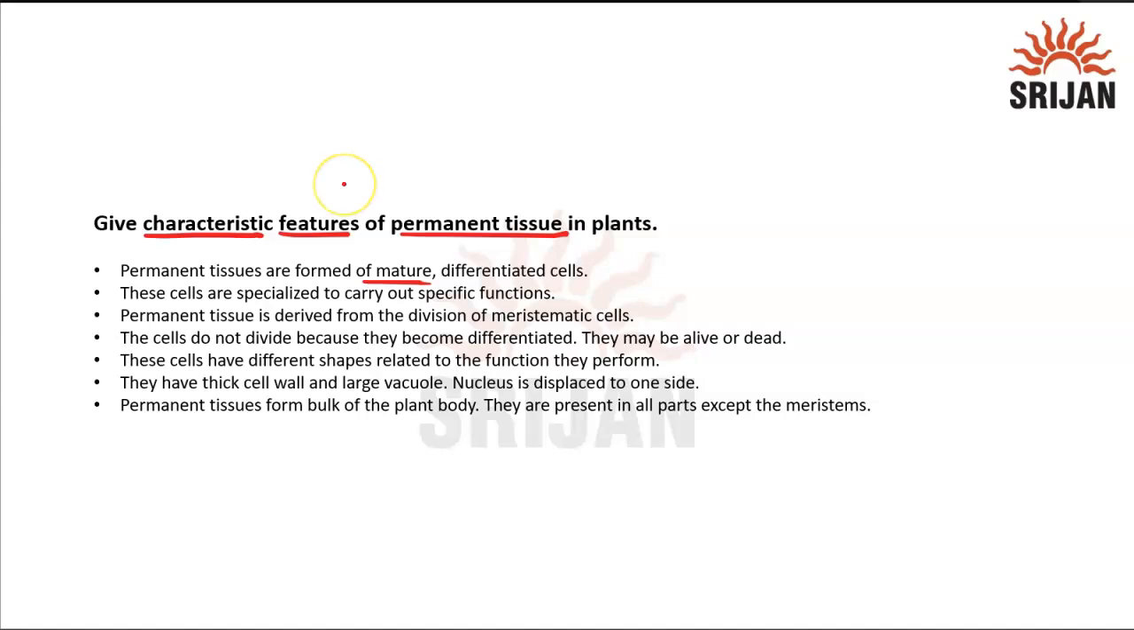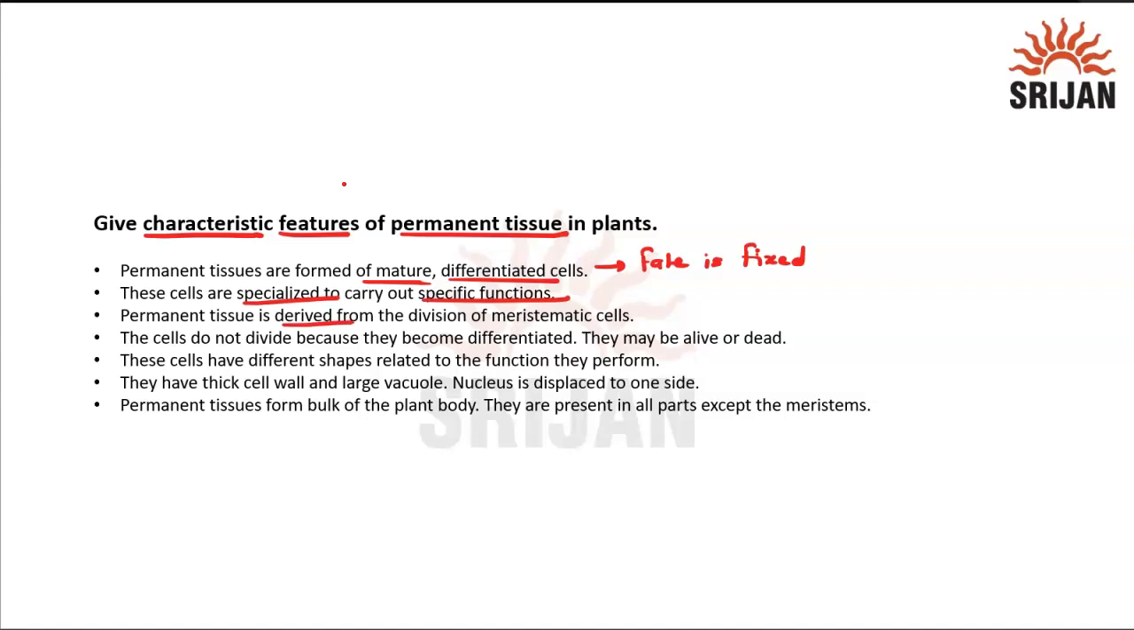Now there is a term called differentiated cells here. Differentiated cells means whose fate is fixed. That means whatever the function this cell is supposed to do is fixed for this cell, and now it is not supposed to be divided furthermore. That is, we call it differentiated cells. So permanent tissues are like that only. They become mature and differentiated. Now, these are specialized cells to carry out specific functions. As I told you, that is why there is a certain term involved with them which is differentiated.